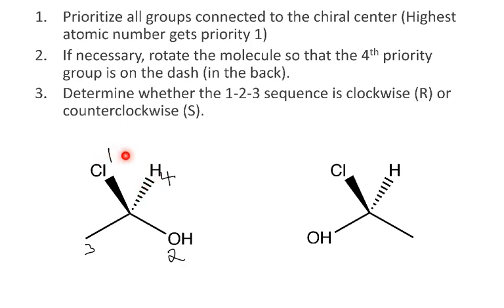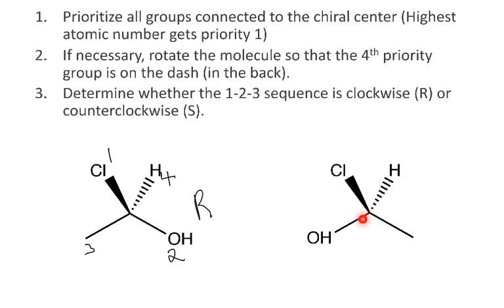Then I just look at the 1, 2, and 3. So this is going from 1 to 2 to 3. It's going in a clockwise fashion, and so this is going to be the R enantiomer. And one way to remember the difference between R and S: if I start at the top of the clock, at 12 o'clock, clockwise is going to the right, so that's my R enantiomer.